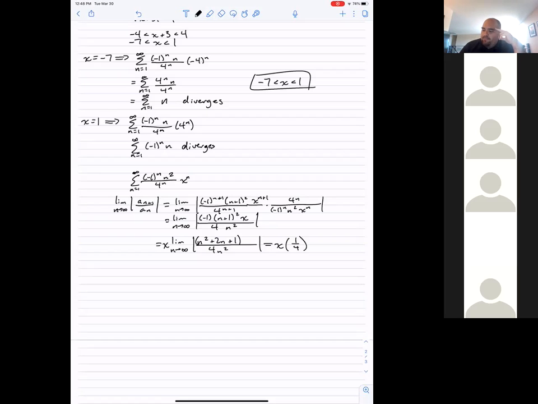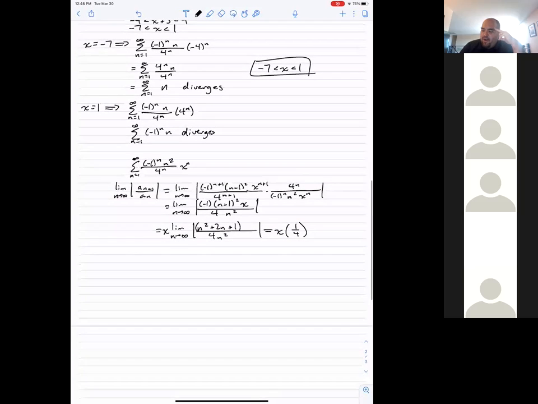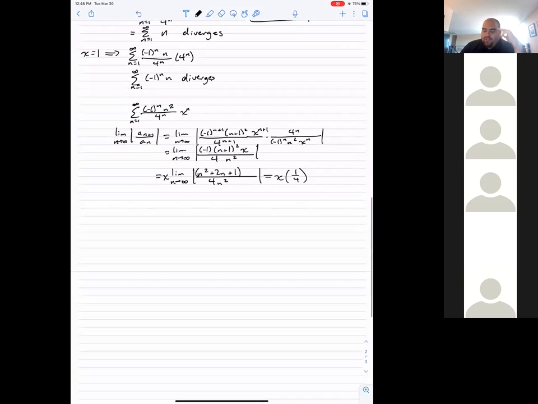So if you're not convinced, I'll let you try out a few different exponents there. But if you follow this example here, you will never get a limit other than 1/4.